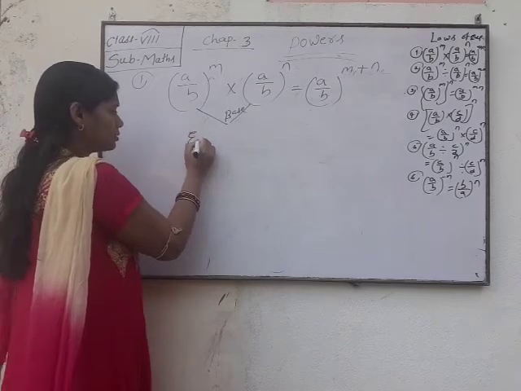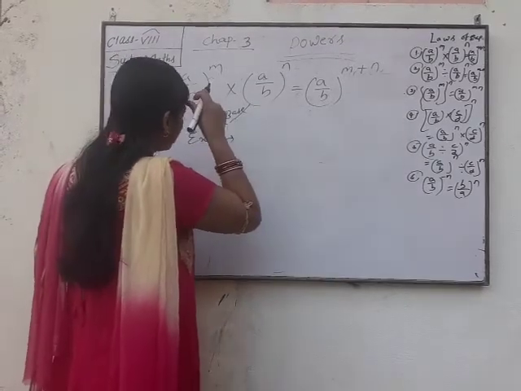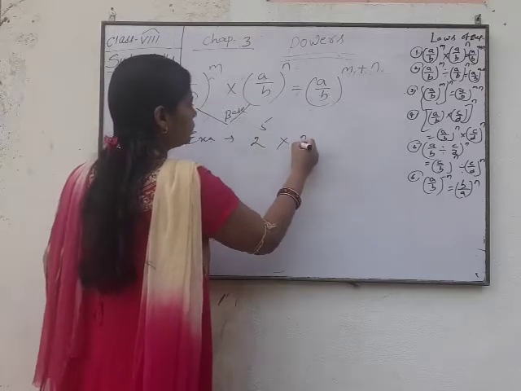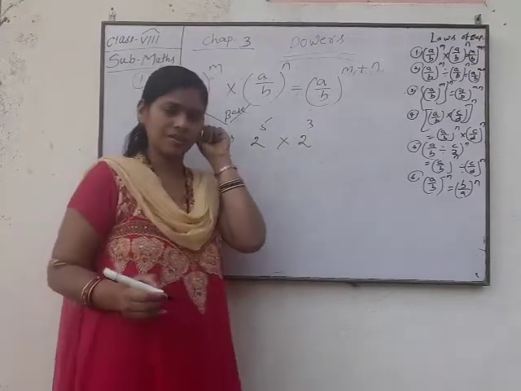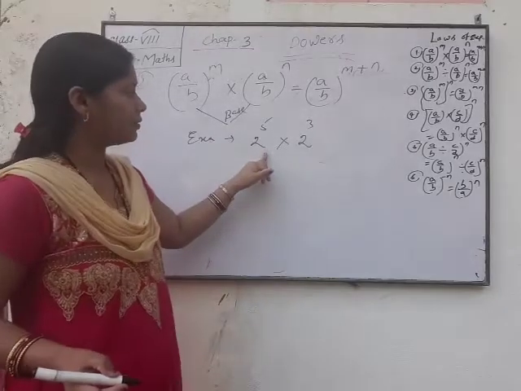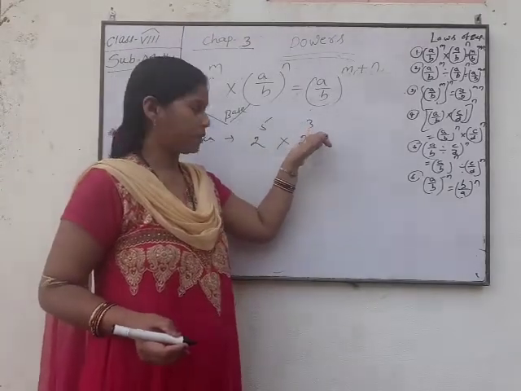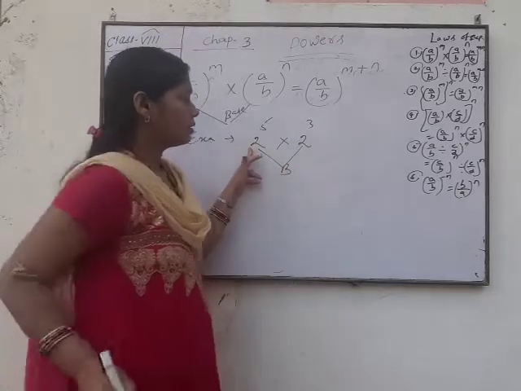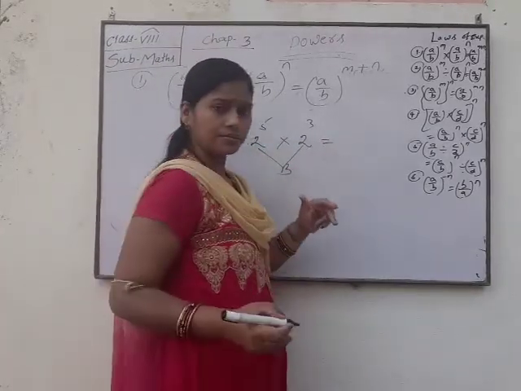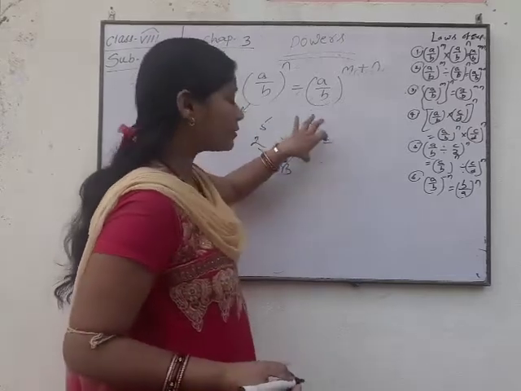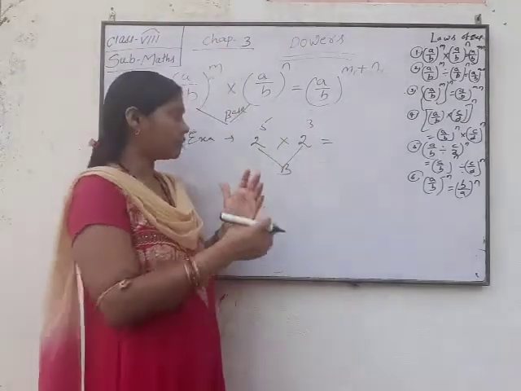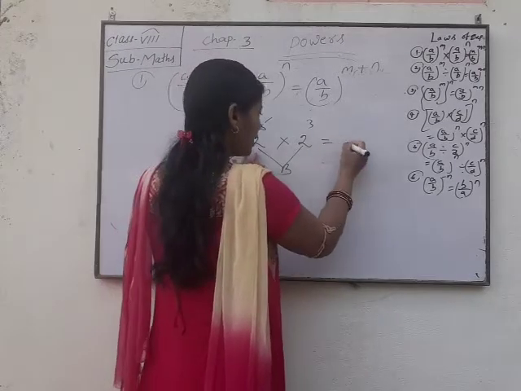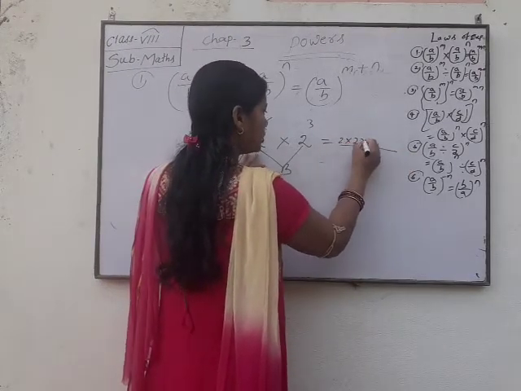For example, suppose 2 to the power 5 into 2 to the power 3. Here look, the bases are equal. Now what is your product? Here 5 times and here 3 times. In total how many times? If you write the product of this, you will write 8 times: 2 into 2, in this way.